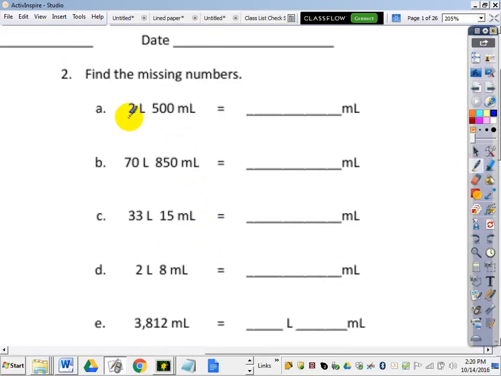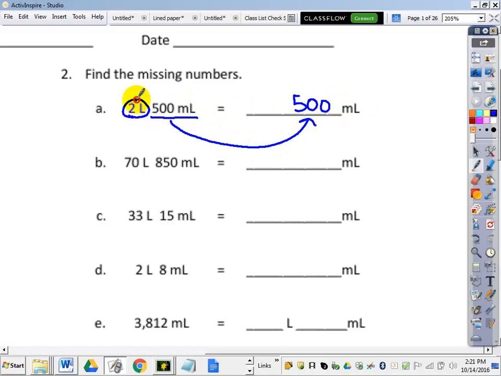Anyway, so now we're at 2 liters. Now I've got 500 milliliters. And like our last exercise with grams, we know that 500 milliliters is still 500 milliliters. That's not going to change. If I have 500 of those little milliliters, I still have 500 milliliters.